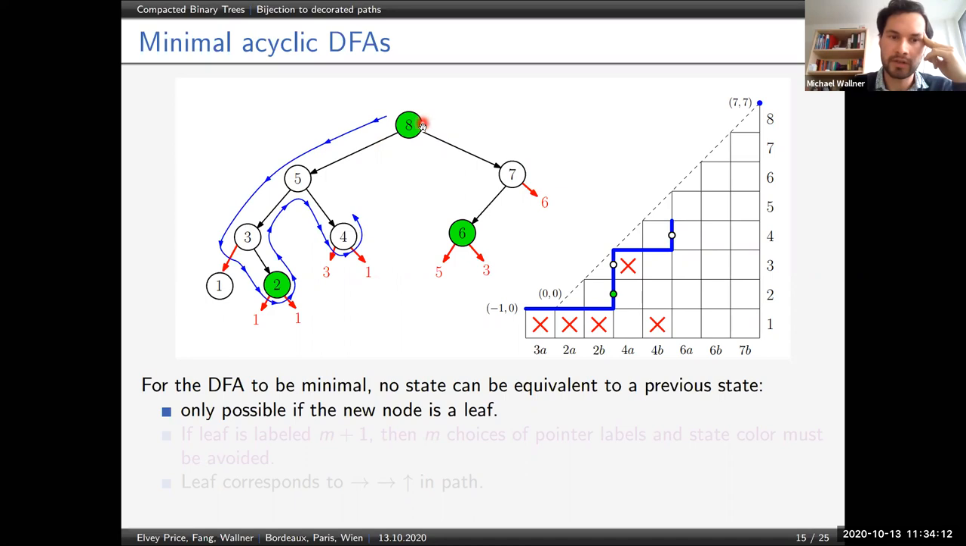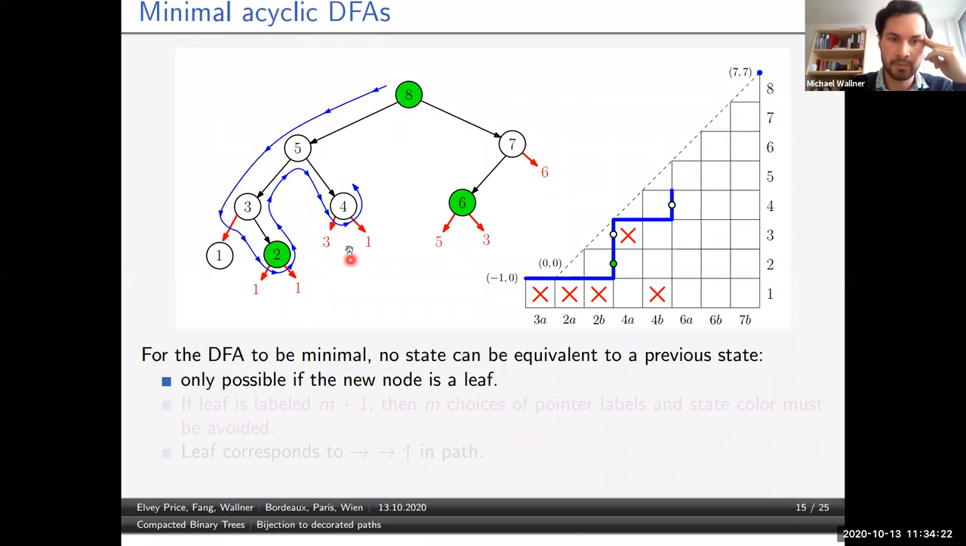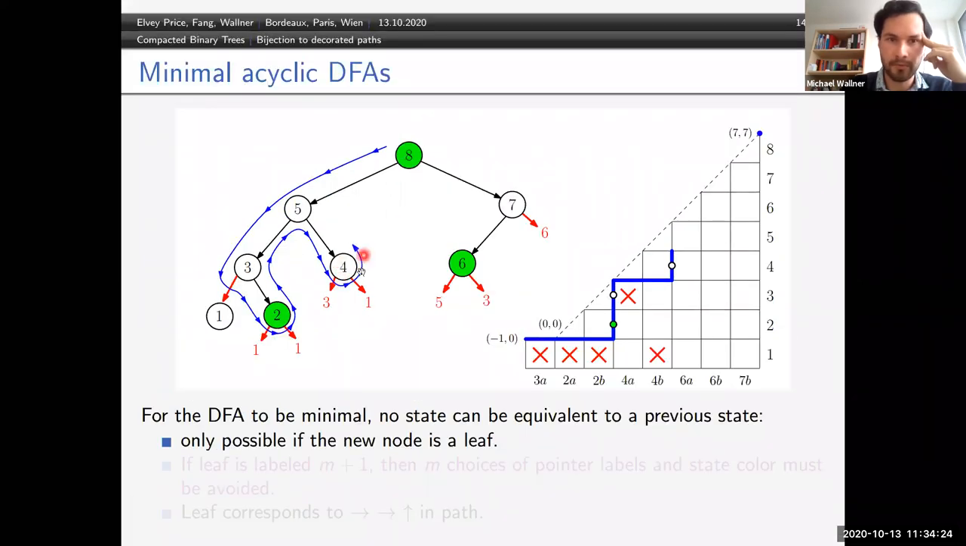So basically Antoine introduced the word spine. The spine is here, everything, this tree. The spanning tree is basically the spine. And in this spine, there are some leaves. For example, this one here, the one with number four.